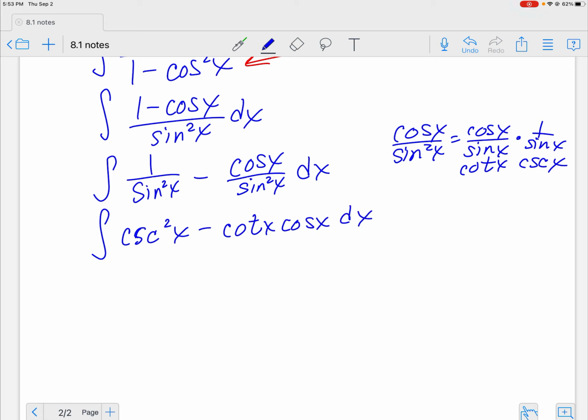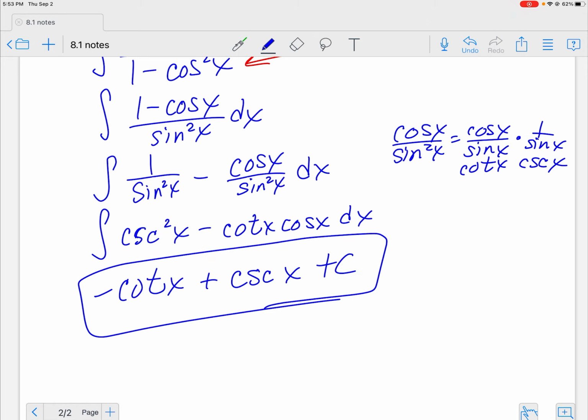Good, you guys, good. So cosecant here, the antiderivative of cosecant squared is negative cotangent. The antiderivative of cotangent cosecant is negative cosecant, so this minus, and I have cosecant x, but it's a negative, which is what makes that positive. And that's our final answer.